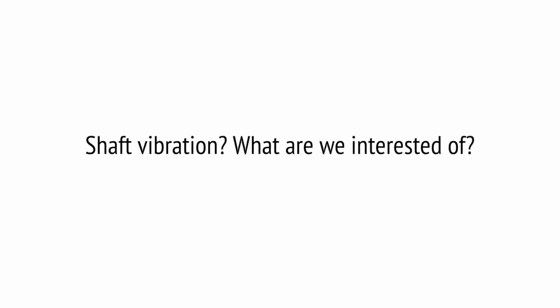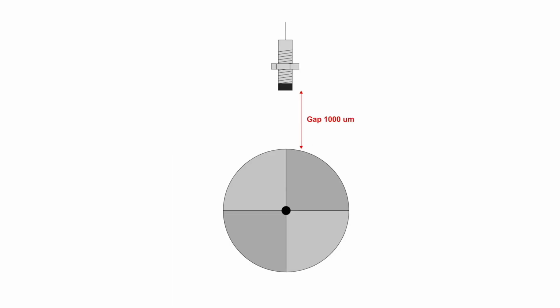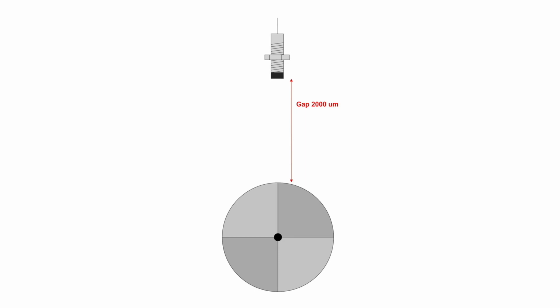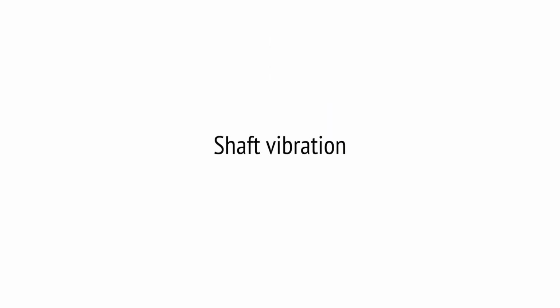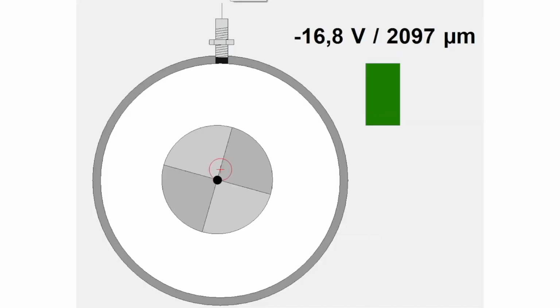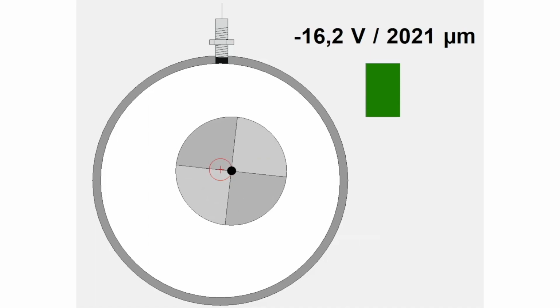There are two different things. The first, we need to know the position of shaft. It means the initial distance between sensor and shaft. We call it gap. This gap is 1000 microns. This gap is 2000 microns. The second, we need to know the shaft vibration. It means repeated moving around the center of rotation.